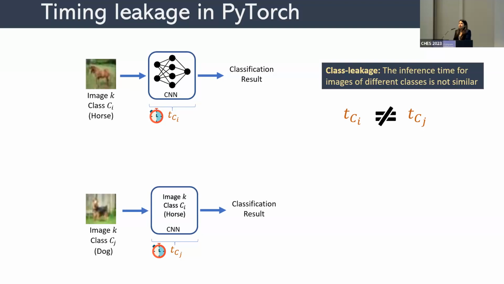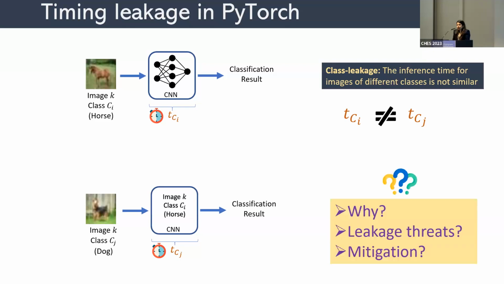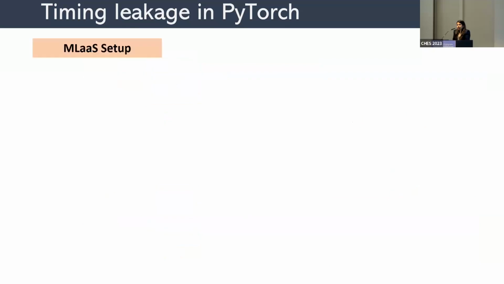And we term this as something called class leakage, where the inference time for images of different classes is not similar. So I'll be discussing why we see this leakage, what the leakage threats are which can be caused by this timing leakage, and what can be a mitigation for this.